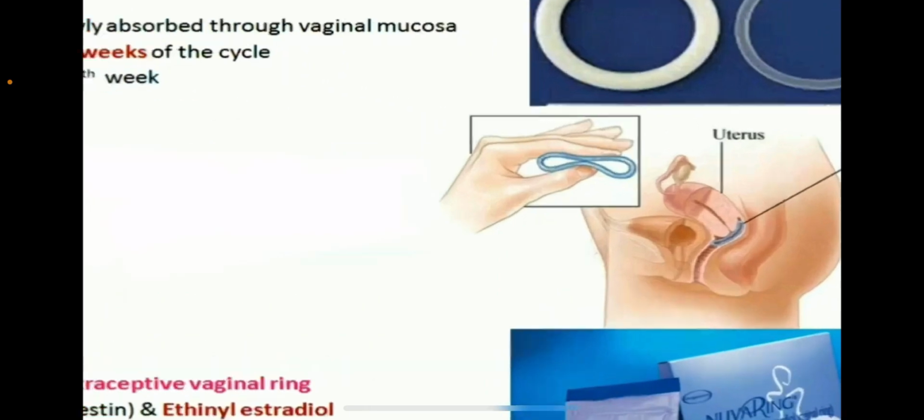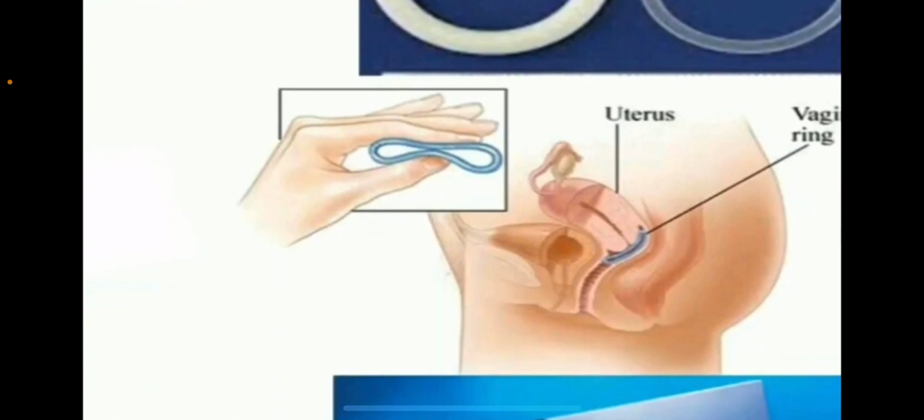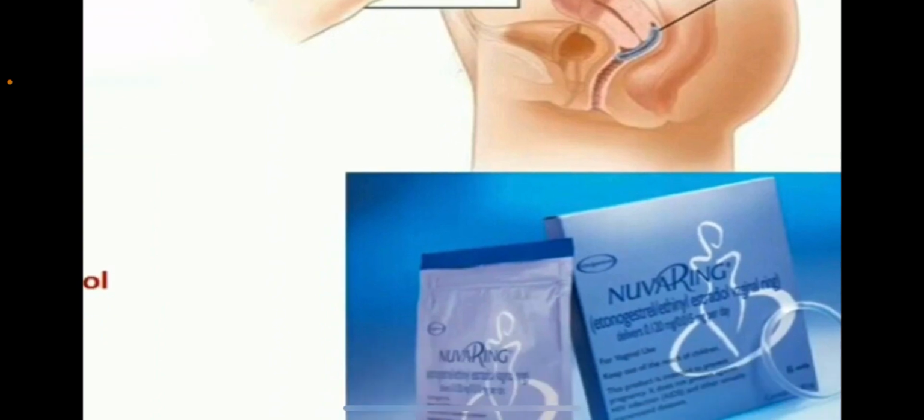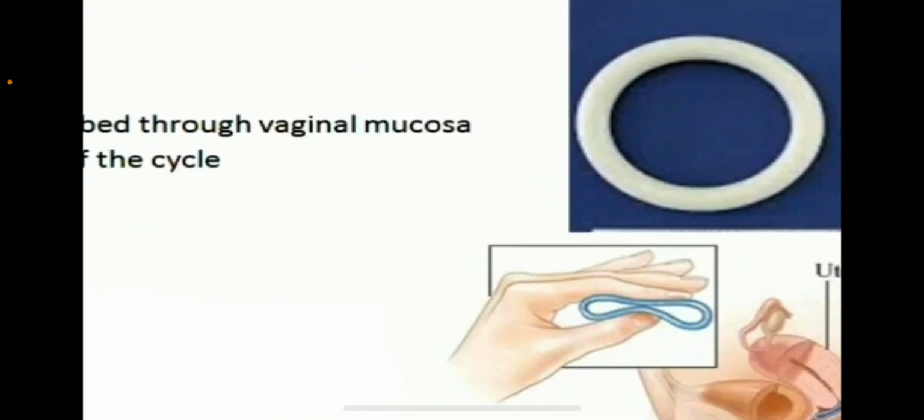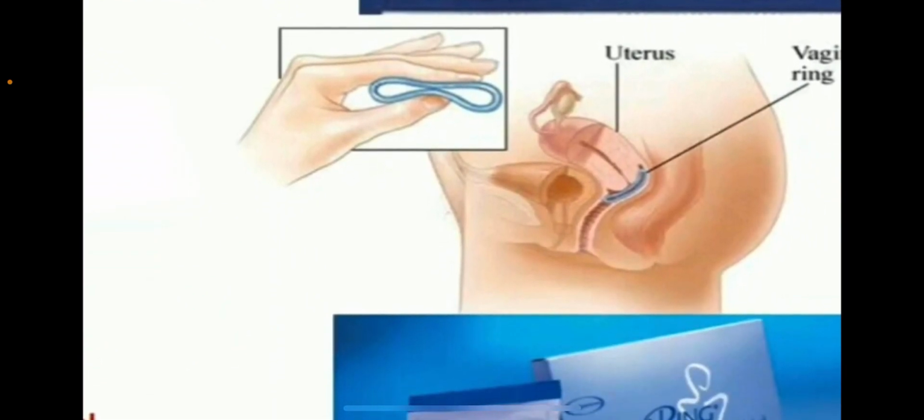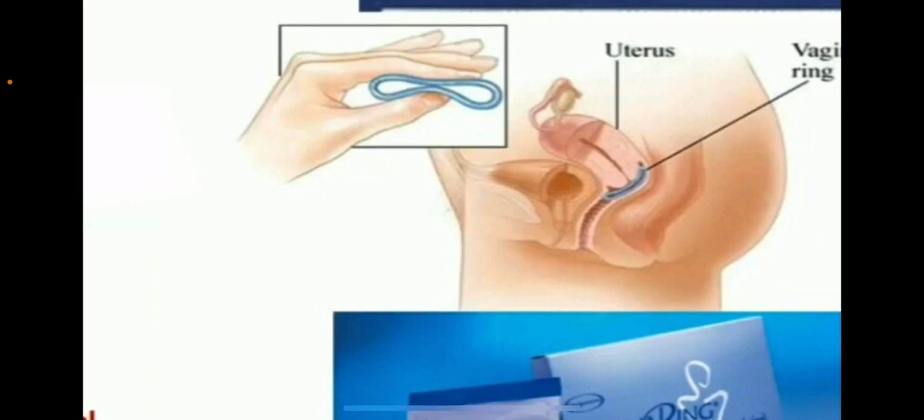This ring is being inserted like this. So we have the vaginal ring which is inserted, and it is covering the mouth of the cervix. What does the vaginal ring do? It releases the hormone levonorgestrel. This levonorgestrel hormone will be slowly absorbed through the vaginal mucosa.